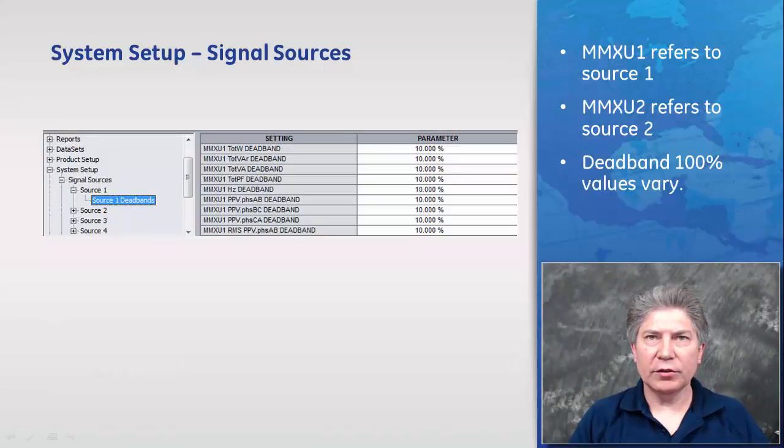Next, we'll look at the signal sources. This is where we find deadband configuration for our metered values. MMXU refers to source 1. Under source 2, you'll find logical node MMXU2, and so forth. In previous versions, the sources were located on one screen. Now each source has its own menu. Different meter values have different references for the deadband percentage. For example, the phase current has a reference of 46 times CT primary, and phase-to-phase voltage is 275 times the VT ratio setting. So you need to check the manual for what the references are for each parameter.